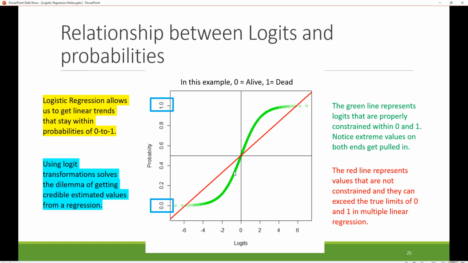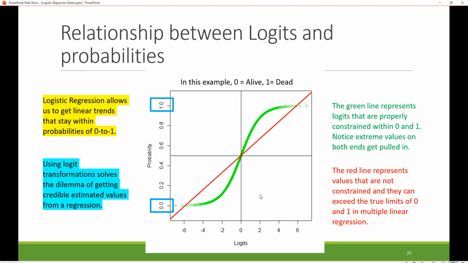So this is what we'd like to see happen, is that as we get closer to values that may give us probabilities of 0 or 1, they get pulled in closer to those limits. But what we don't want to see happen is what we see with this red line. The red line represents values that are not constrained and they can exceed the true limits of 0 and 1 in multiple linear regression.